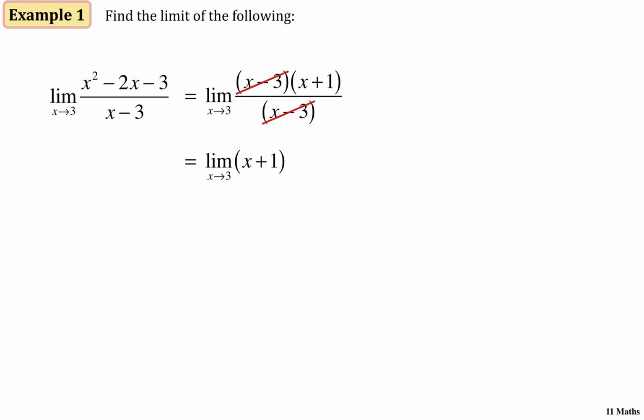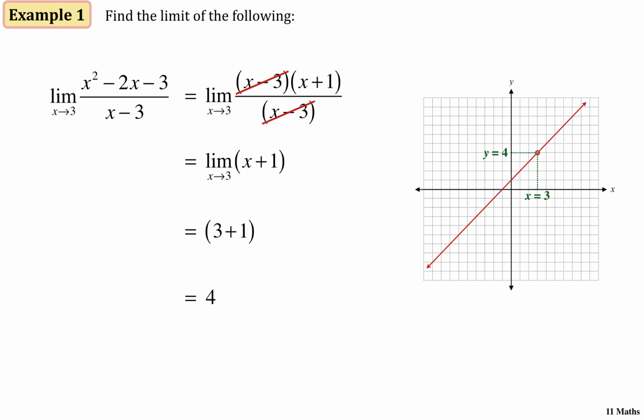Now the next bit's a bit weird, but what we actually do is say, we know x is getting really, really close to 3. Let's think about what the answer would be if I actually let x equal 3. So this bracket, instead of saying x plus 1, would now say 3 plus 1, and 3 plus 1 is 4. So if you let x get really close to 3, you'd get an answer of 4.